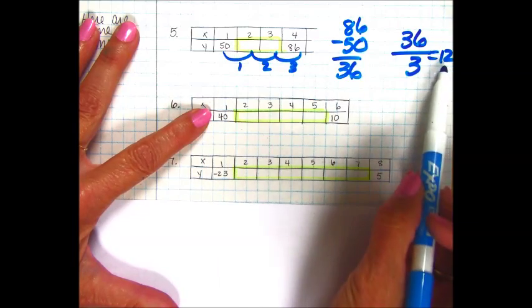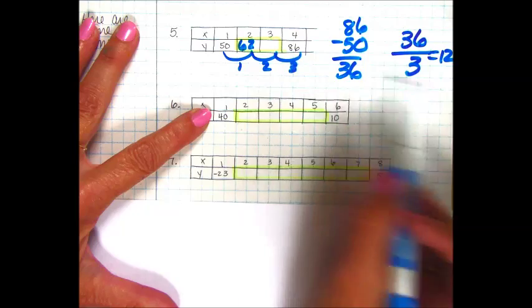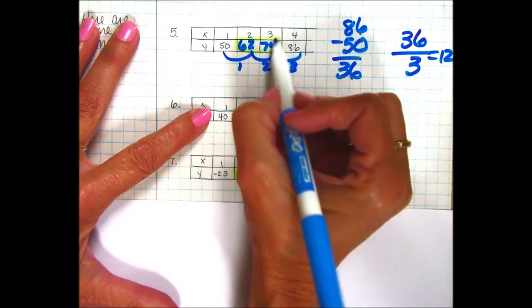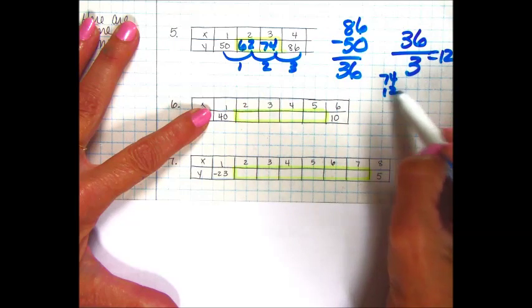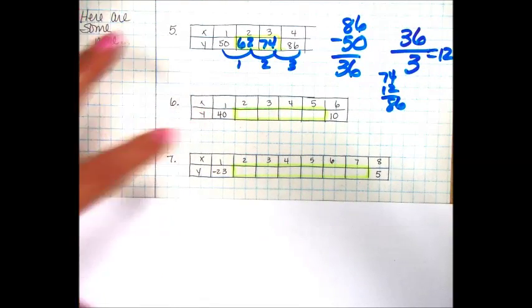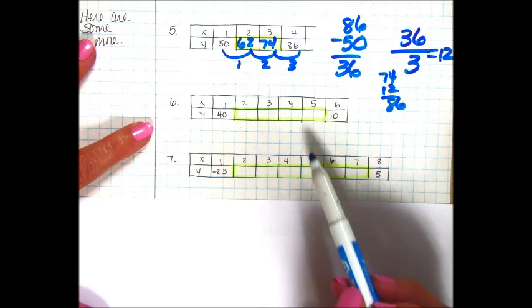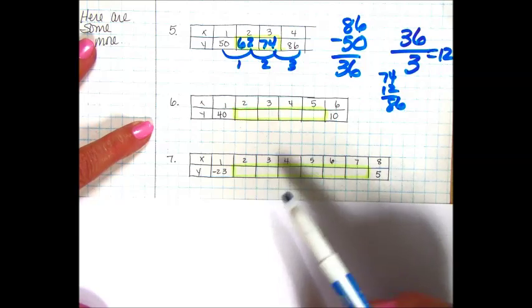So 50 plus 12 is 62. 62 plus 12 is 74. And 74 plus 12 is 86. So my way works. Now, if you want to try that again, I'll do it one more time with you, and then I want you to go ahead and try that with number 7.